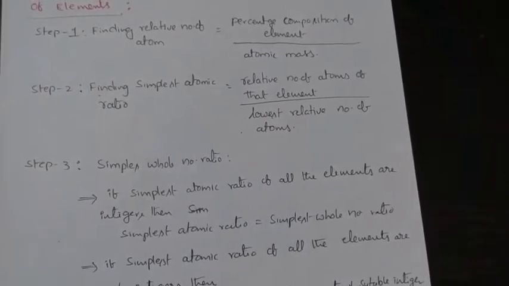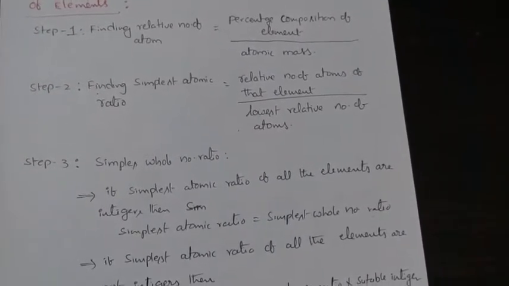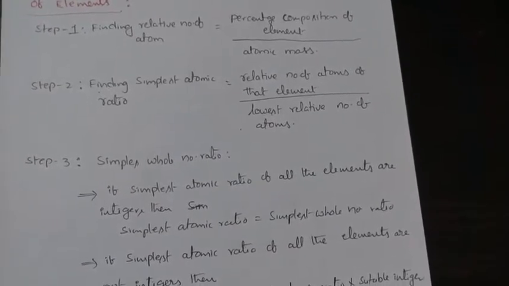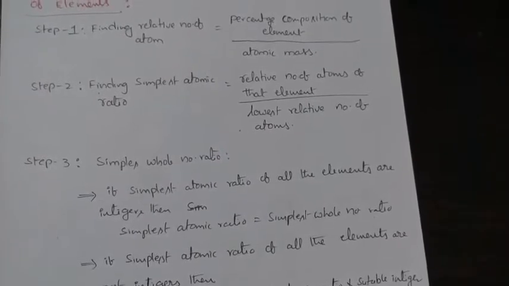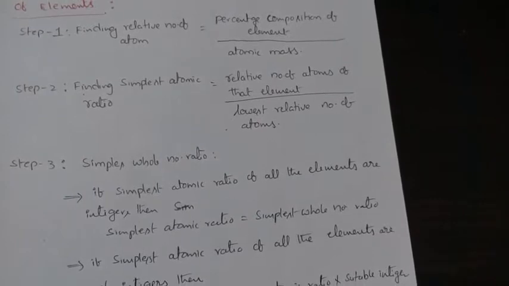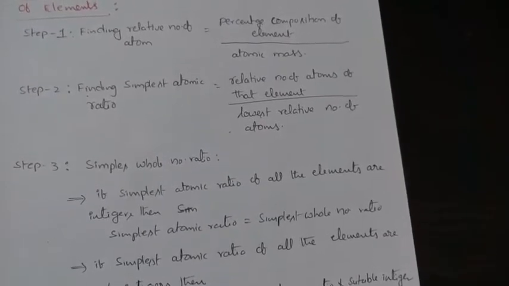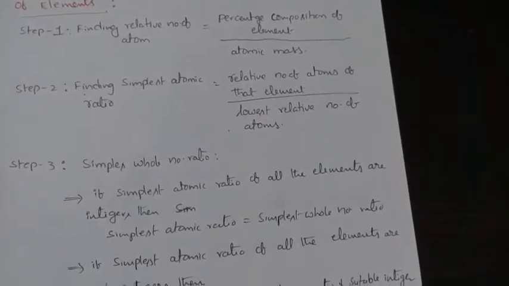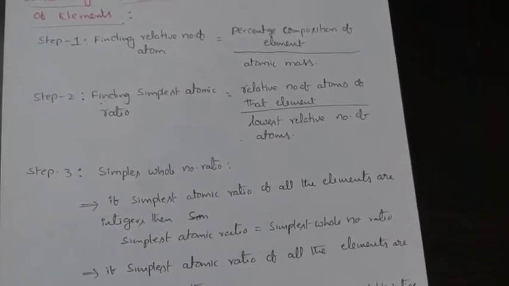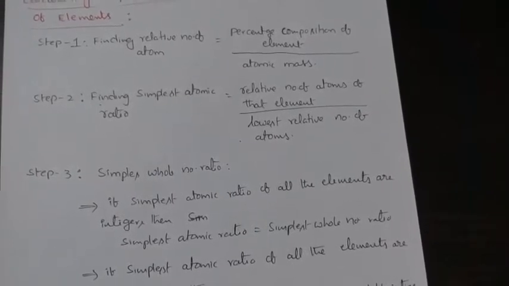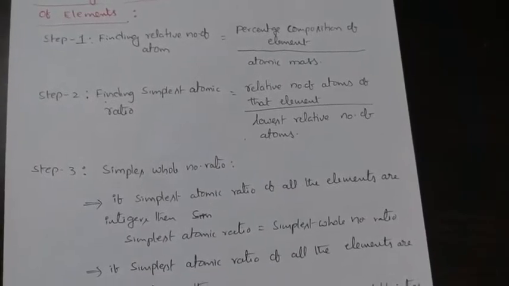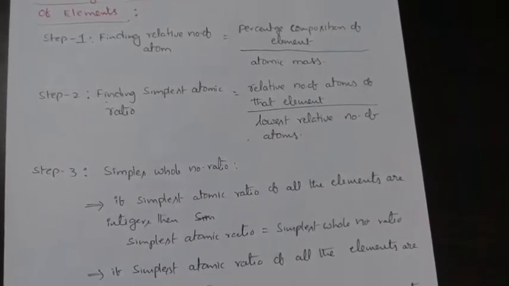So if there are 3 elements, you will get the relative number of atoms of the compound, out of which the relative number of atoms of that particular element is divided by the lowest relative number of atoms among the 3 elements. Which is having the lowest relative number, we have to divide the relative atomic number of that particular element with the lowest relative number of atoms. So we will get the simplest atomic ratio.